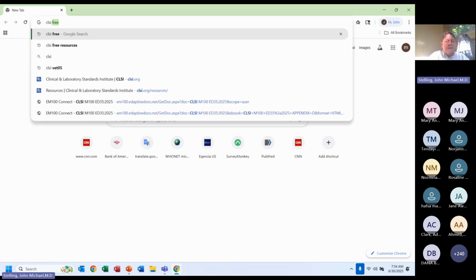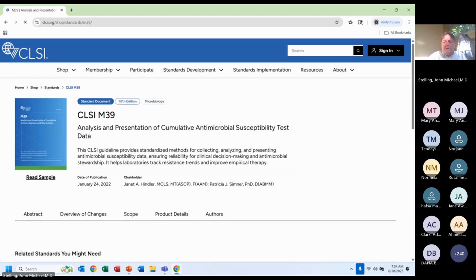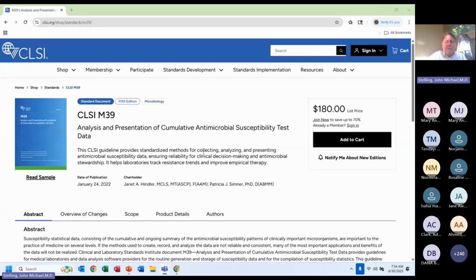I'm just going to say CLSI M39. So if you are not a CLSI member, this is $180. If you join CLSI, then these documents become much cheaper. And if you're going to buy many documents, it makes sense to become a member and just compare the prices. It tells you about it and a read sample. You can see Janet Hindler is the first author, and I'm one of the authors later down. And yes, from January 2022. And an abstract of what the document is about.